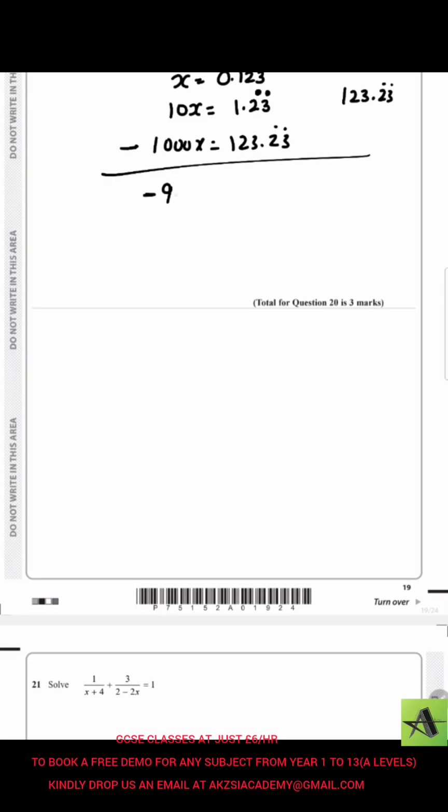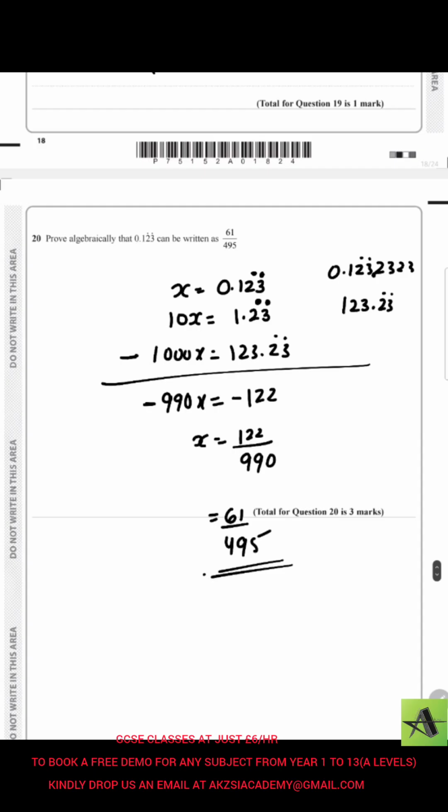This will give me 990x, and this will give me 122. That's it. Why? Because I wanted to get only 0.23, so I can entirely eliminate the recurring part after it. On subtracting, this entirely gets eliminated, and that's what we wanted. Now, dividing both sides by 990, I'll get 122 over 990. And on simplifying it further, I'll get 61 over 495. And that's what they asked us to write.